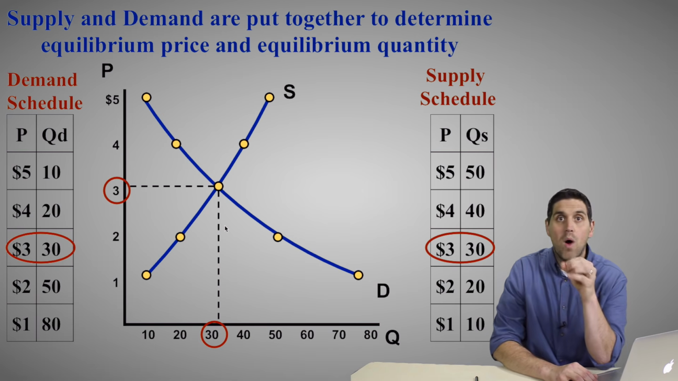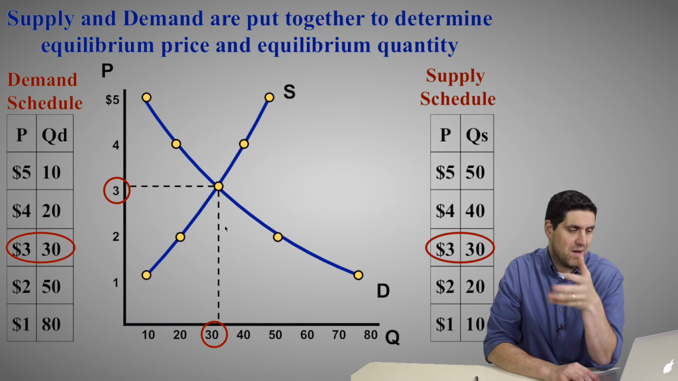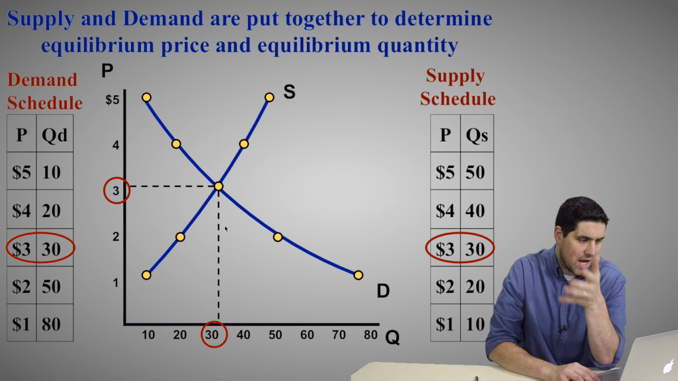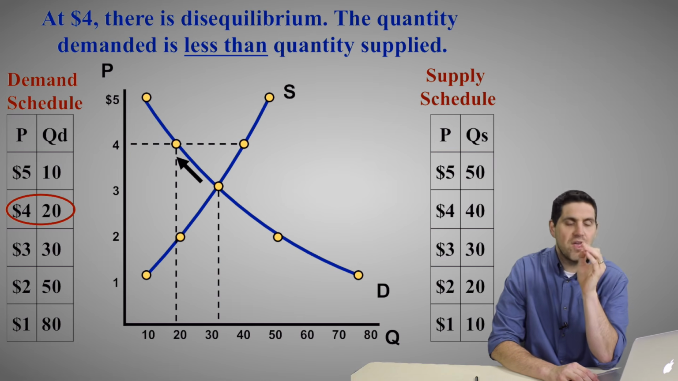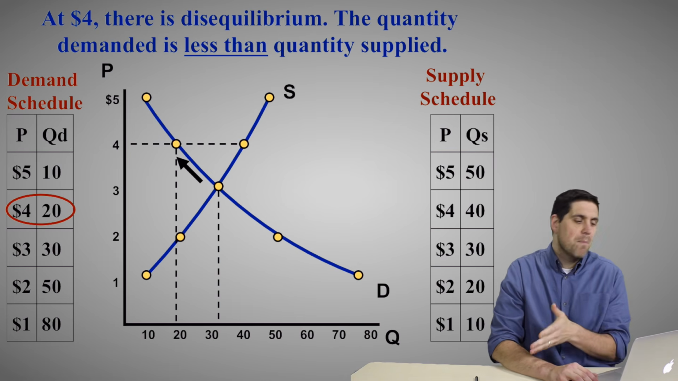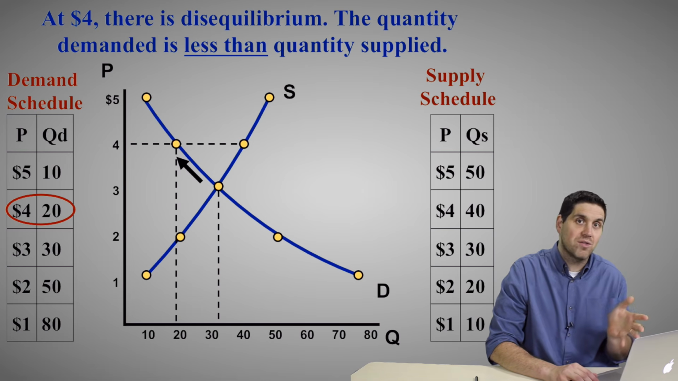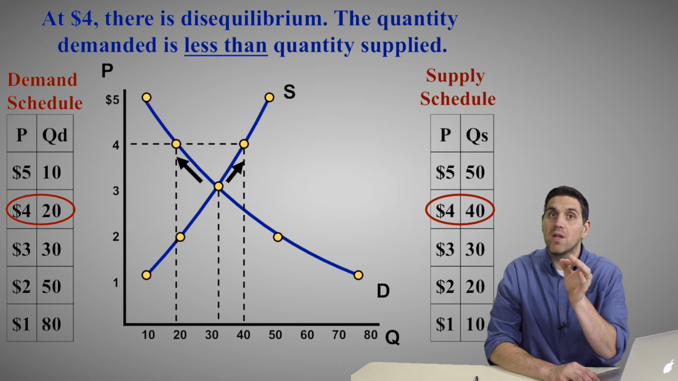Now that's the price and quantity that's going to happen in a market at any given time, but there could be something weird happening. For example, if the price was really high, let's say up here at $4, then we're at disequilibrium. In this case, the quantity supplied is greater than the quantity demanded, right? So if the price goes up, people don't want to buy it, so the quantity demanded goes down, but producers want to produce more, and so the quantity supplied goes up. The result is something called a surplus.